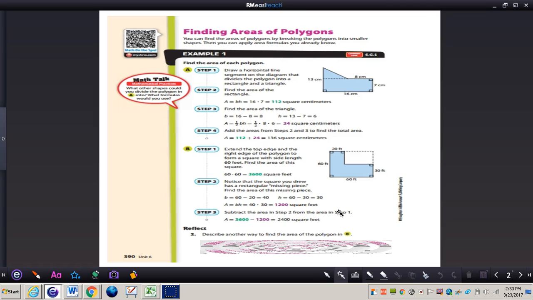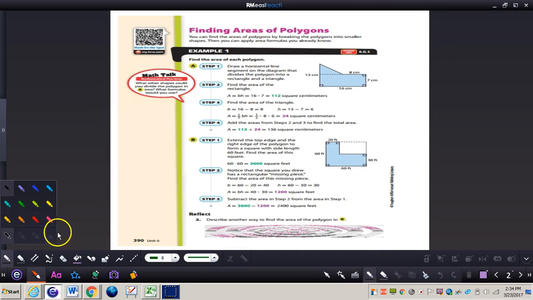Now obviously that's not going to be our answer, so we need to take a look at step 2. It says notice that the square you drew has a rectangular missing piece. Find the area of this missing piece. So this is the next step. Okay, so what we see here of this missing piece, we know 30 is the actual length or the height of that shape. And we know that the whole height of this polygon is 60. So for the height, we take 60 minus 30. That's going to give us 30. We could just write that off to the side.